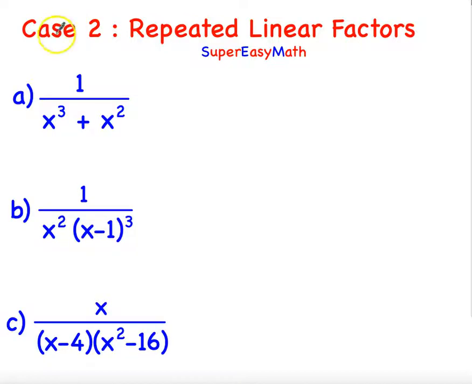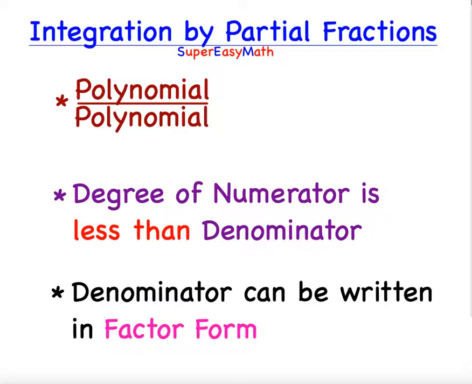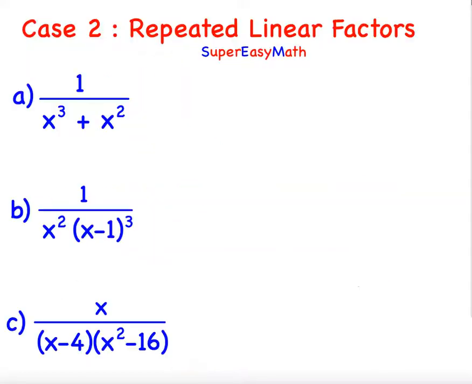Integration by partial fractions, case 2, repeated linear factors. But first, let me remind you of the conditions to apply partial fractions. We should have polynomial over polynomial, degree of the numerator less than the denominator, and the denominator can be written in factor form. So 1 over x cubed plus x squared, it's polynomial over polynomial.